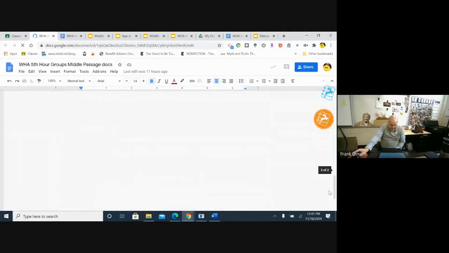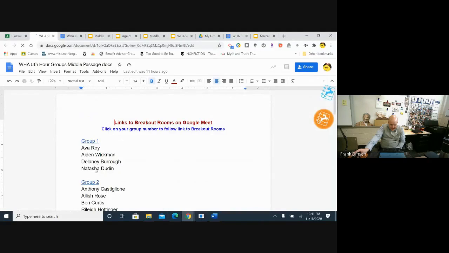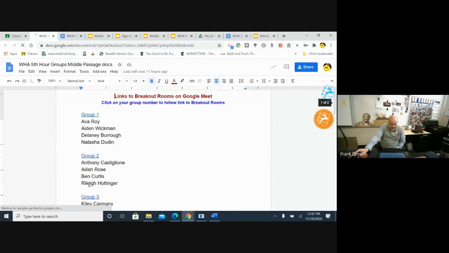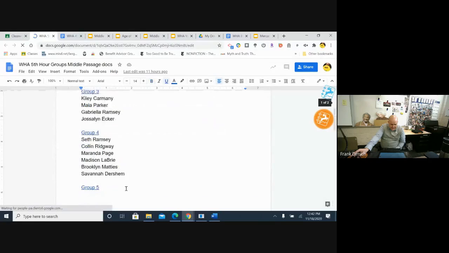This is the group you're in, and there are links in here to the breakout rooms that you can find. This is what you're doing to start. You can all unmute your mics in the breakout rooms. There's not very many of you, so it should be fine to talk about these, and I'll be in to check on you periodically for clarification.